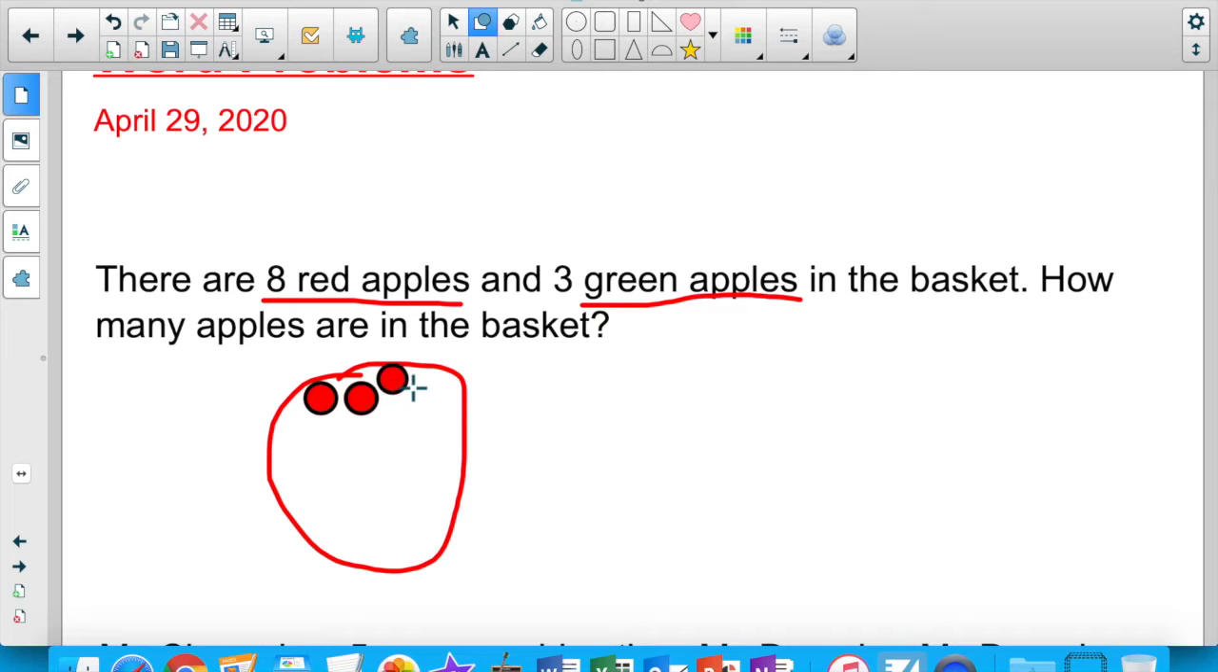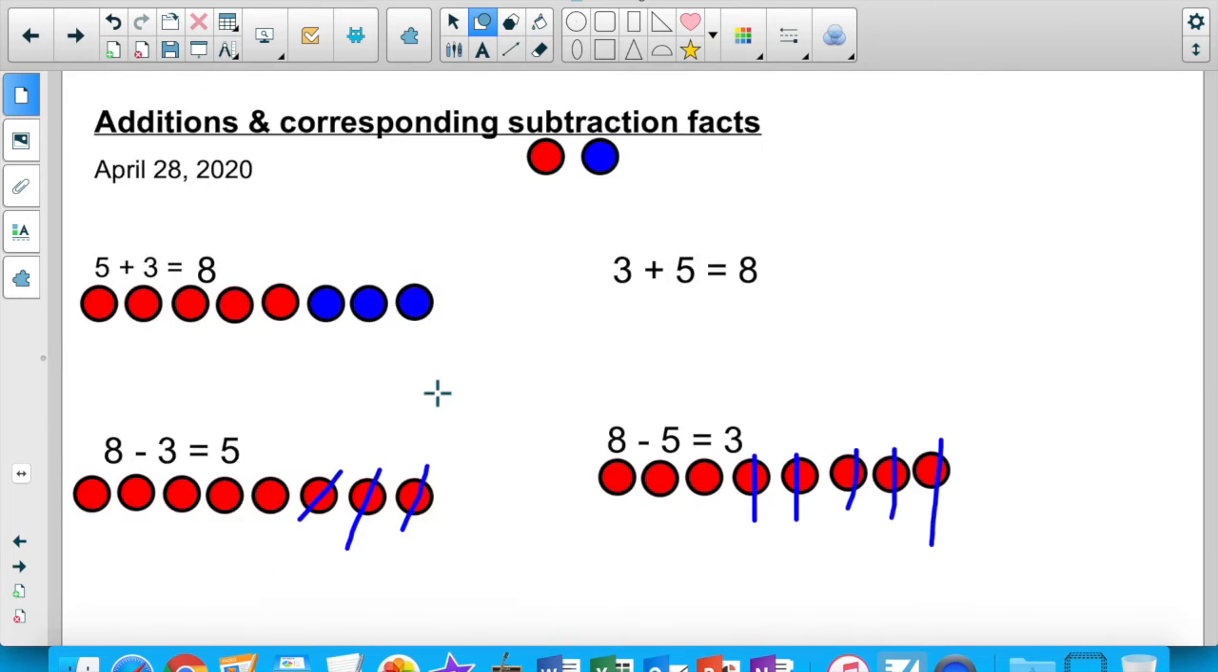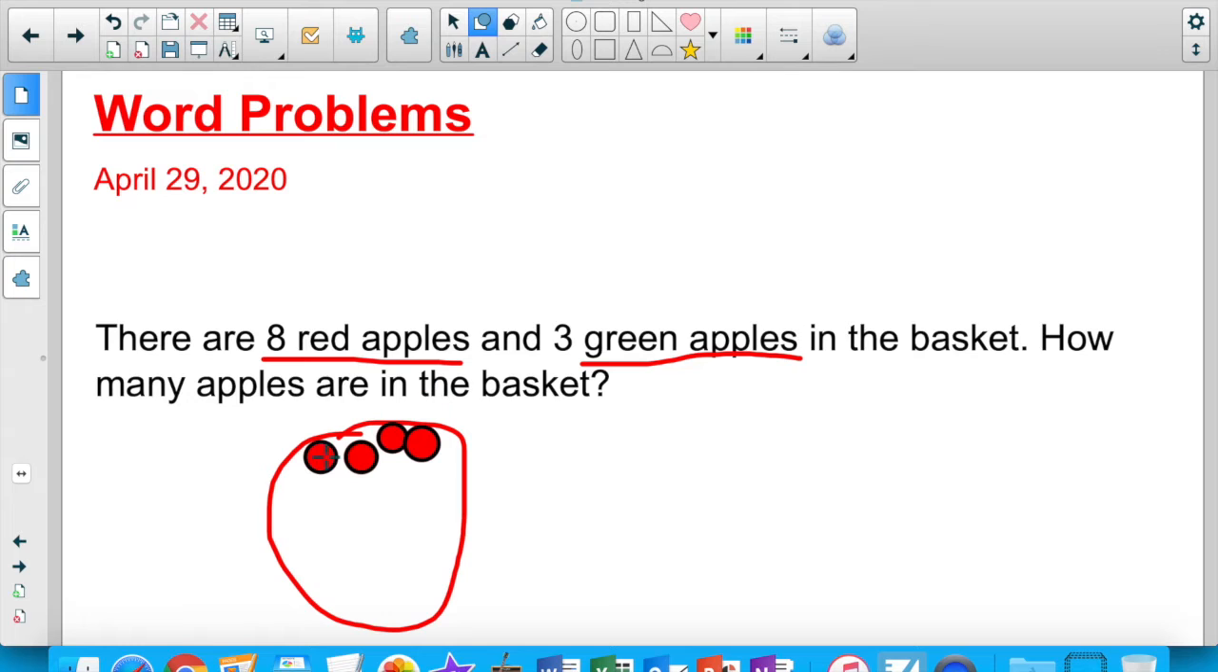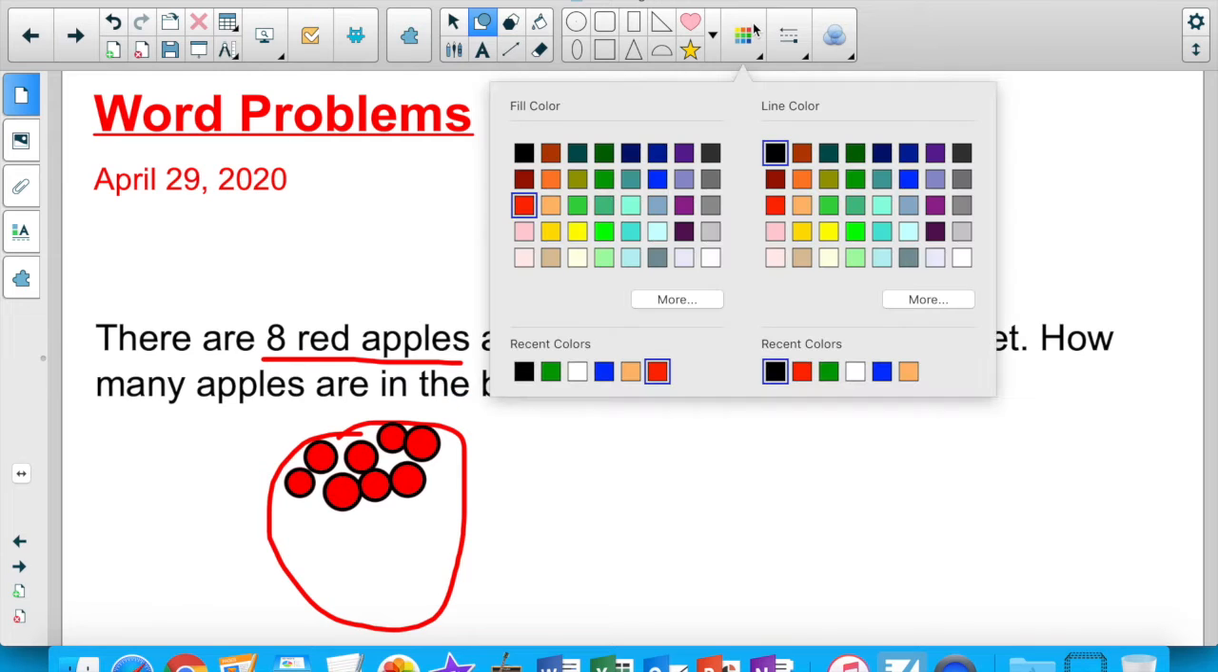3, 4, 5, 6, 7, 8. 8 red colored apples. And 3 green apples are also in the same basket. 3 green apples.